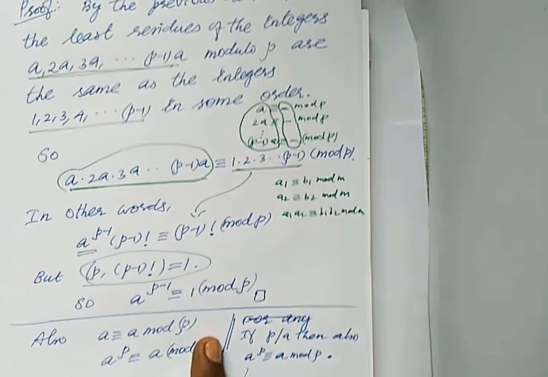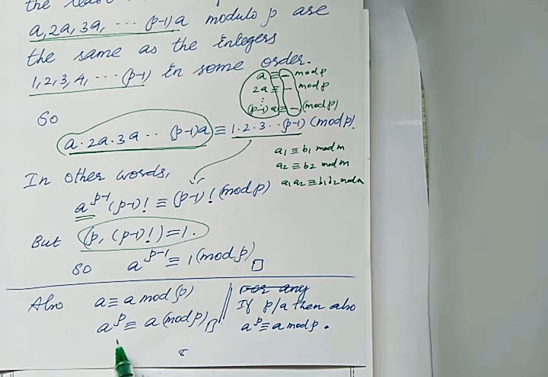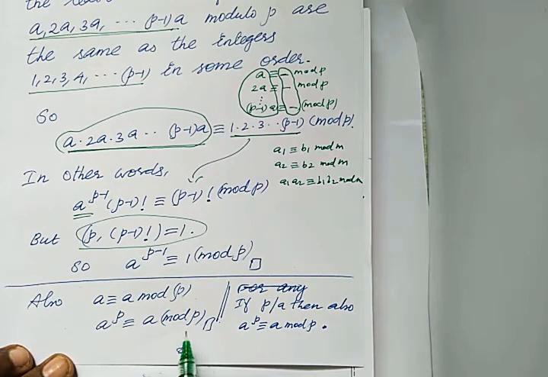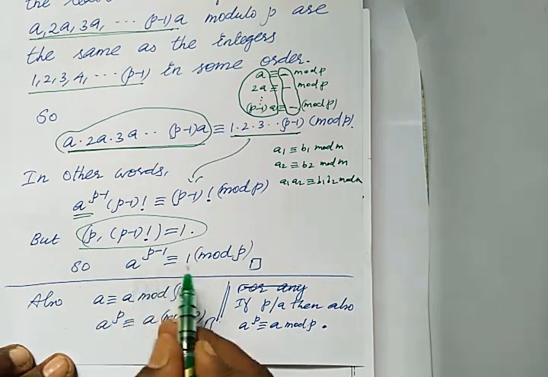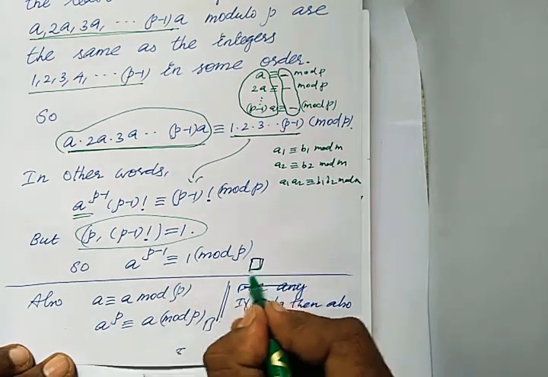Now multiply on both sides by a. We get a to the power p is congruent to a modulo p, right? We can multiply by any number. I am multiplying on both sides. The result is over now here.